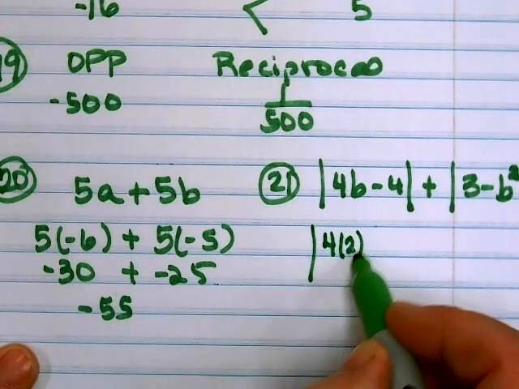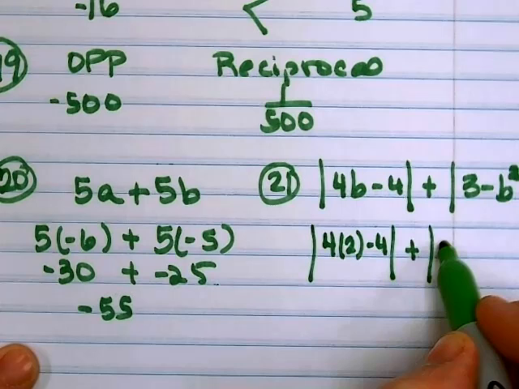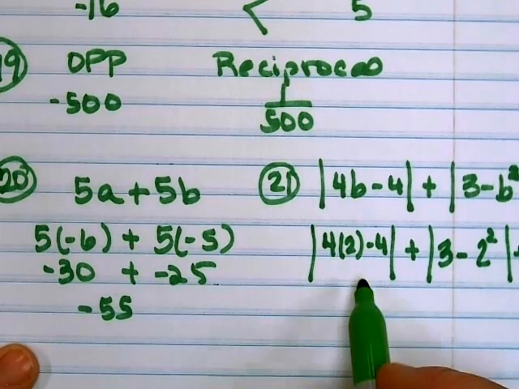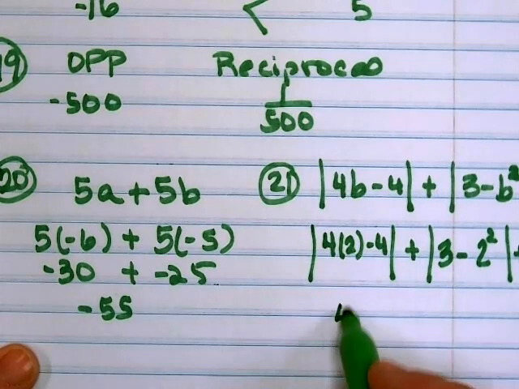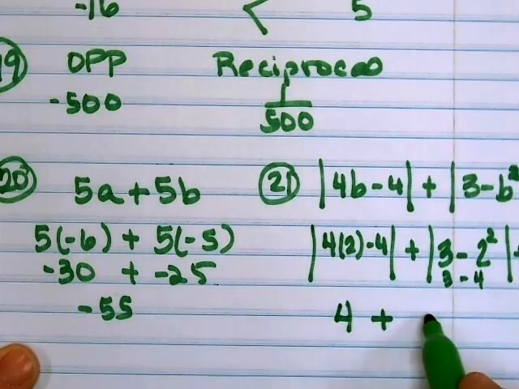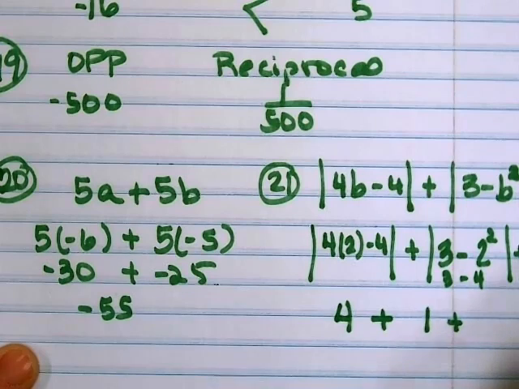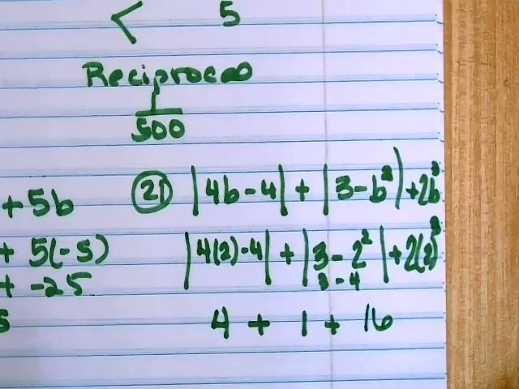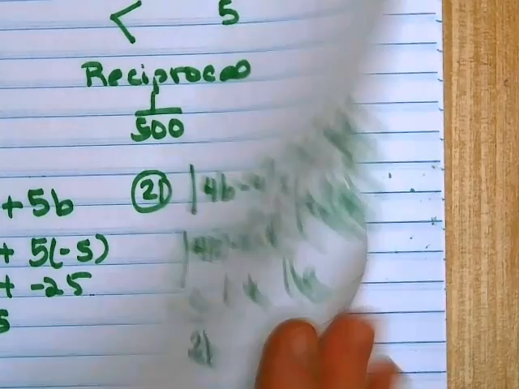4 times 2 minus 4 plus 3 minus 2 squared plus 2 times 2 cubed. 8 minus 4 is 4, and the absolute value of 4 is 4. This is 3 minus 4, which is negative 1. Absolute value of that is 1. 2 cubed is 8 times 2 is 16. So for 21, when you add those together, what are you going to get for an answer? 21. Questions so far?